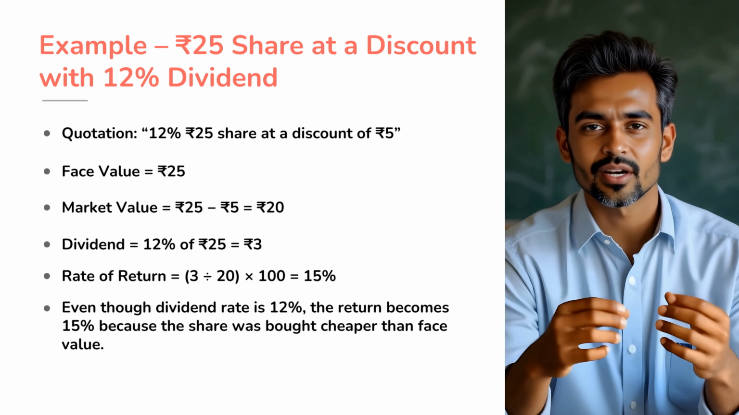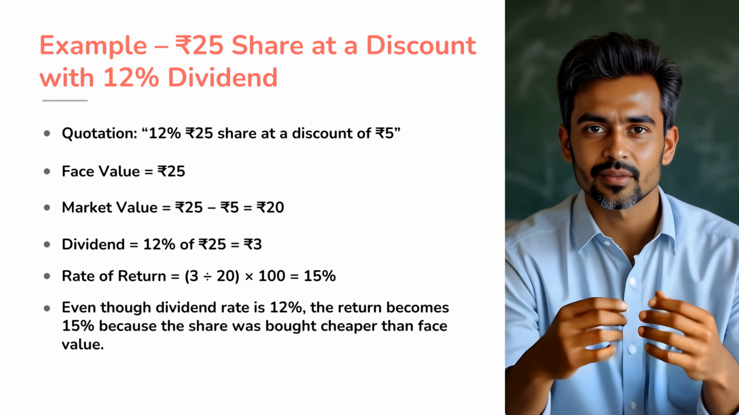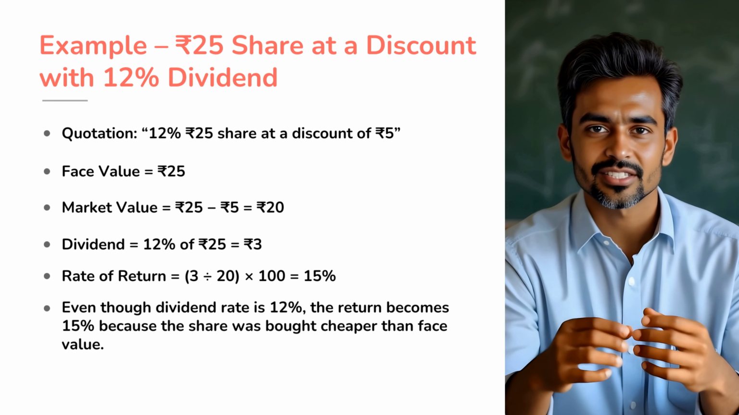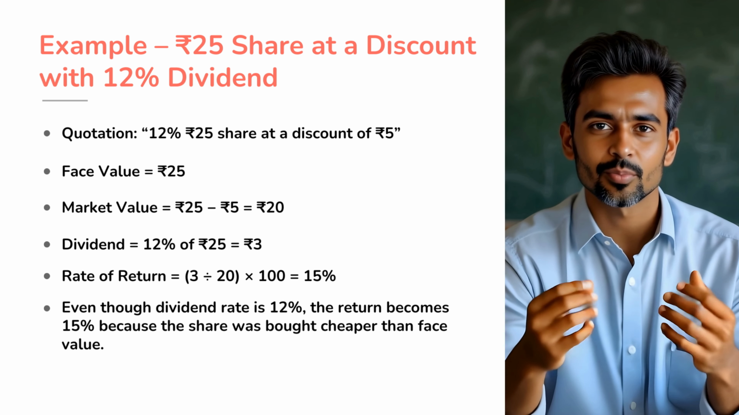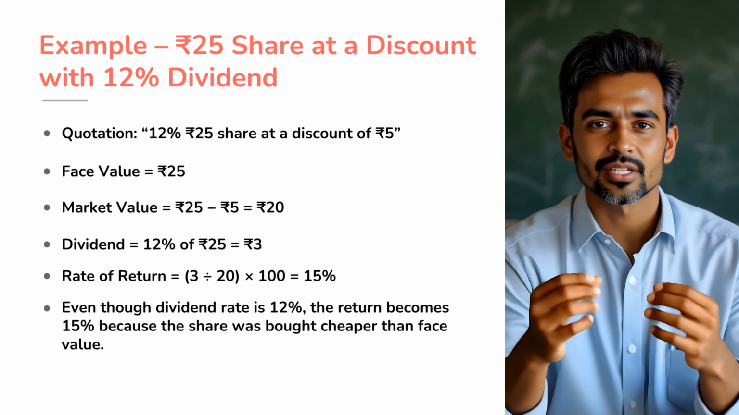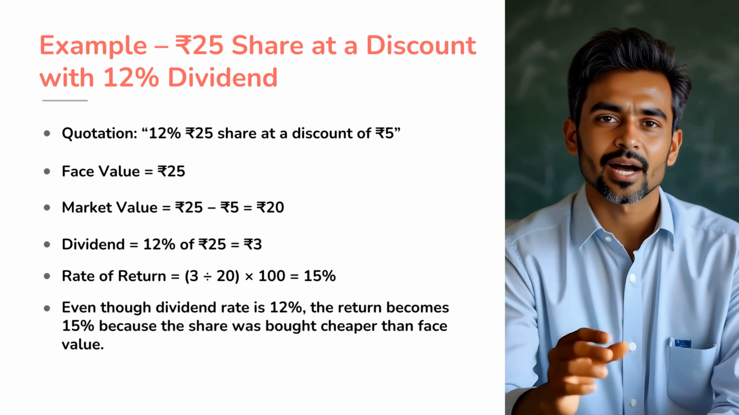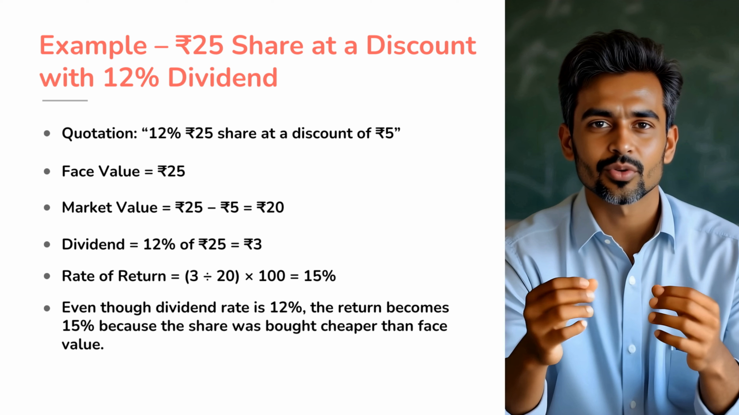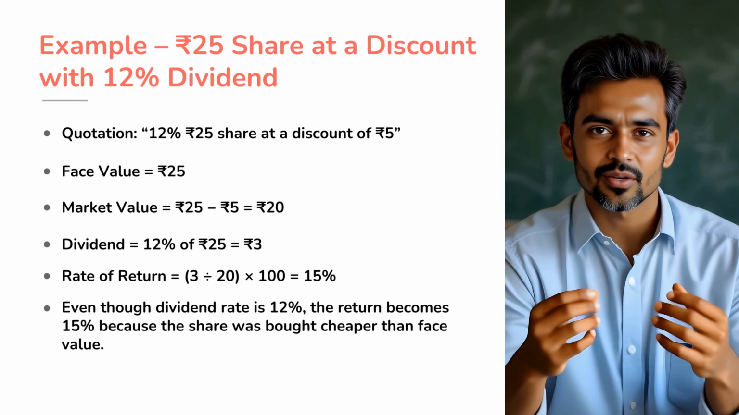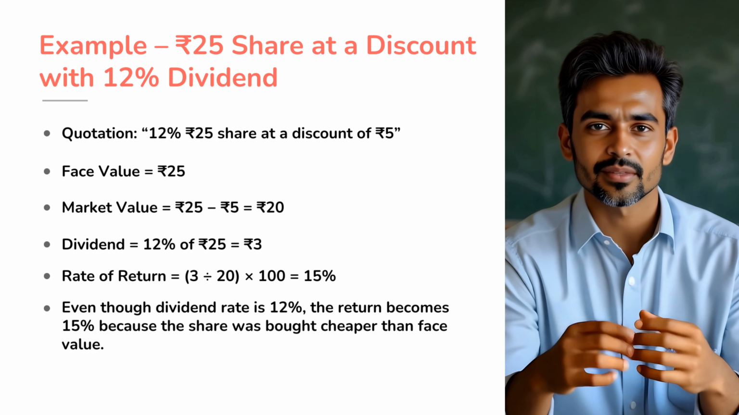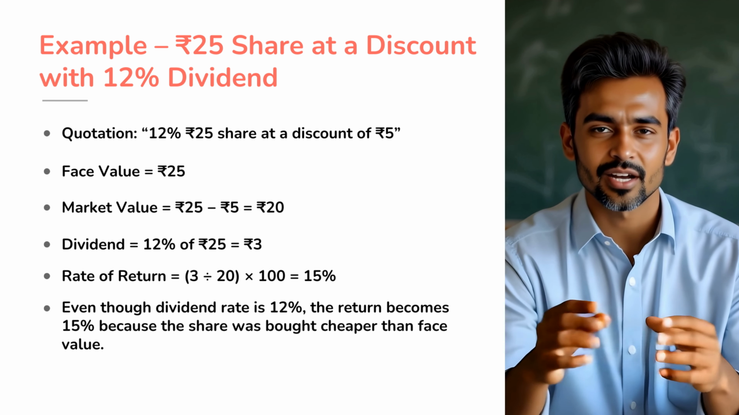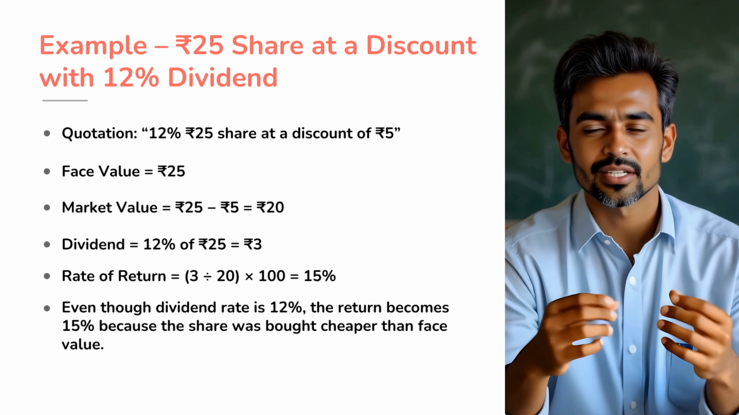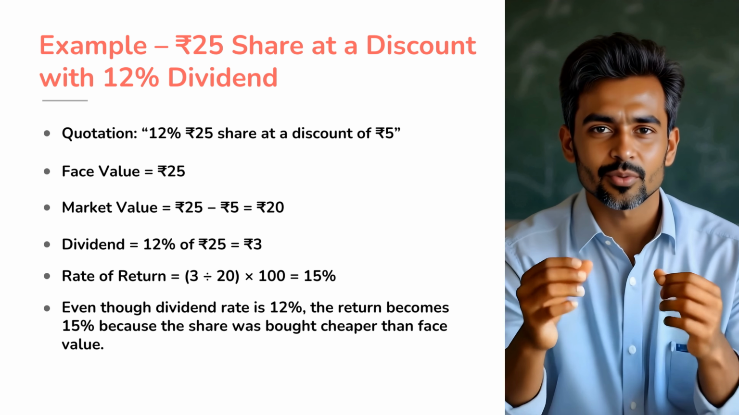Let's now consider another practical scenario, this time a share sold at a discount. Suppose the quotation says 12%, 25 rupee share at a discount of 5 rupees. From this, we have face value is 25 rupees. Market value equals 25 minus 5, which is 20 rupees. Dividend is 12% of 25 rupees. Now calculate the dividend. 12% of 25 rupees equals 3 rupees per annum.